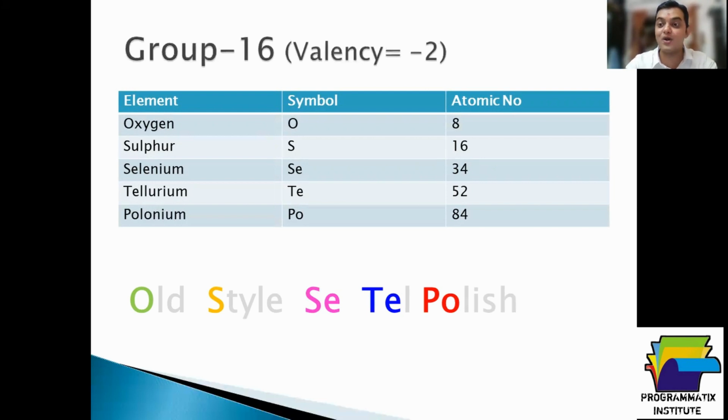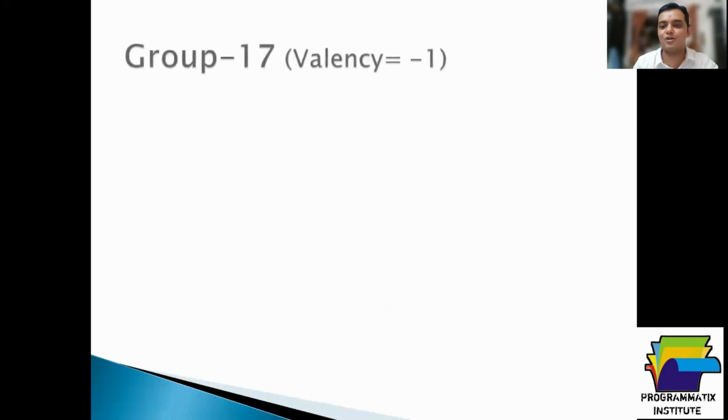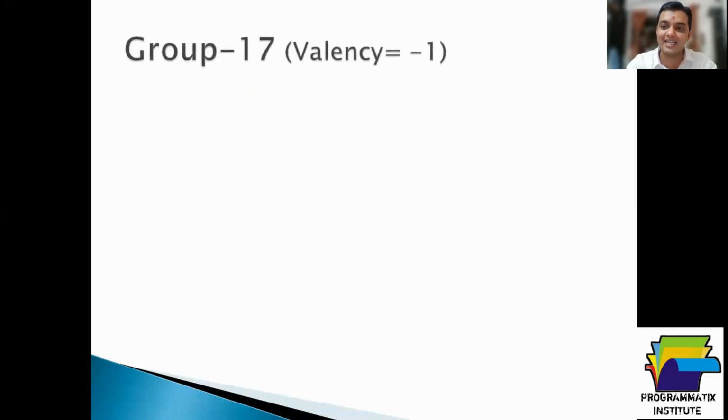I hope you are enjoying it. I hope you are liking it and you're thinking now it seems to be easy to learn chemistry. Let's go further. Group 17, 7 valence electrons in the last shell, more than 4. It will accept 1 electron to make it 8. So the valency becomes -1.